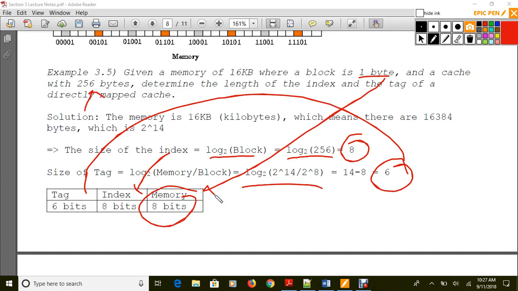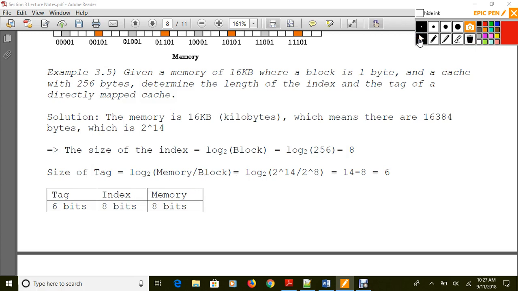In MIPS, we have 32 bits, so each memory element is going to be a word. That makes sense? It's a straightforward problem just reinforcing the same principle.